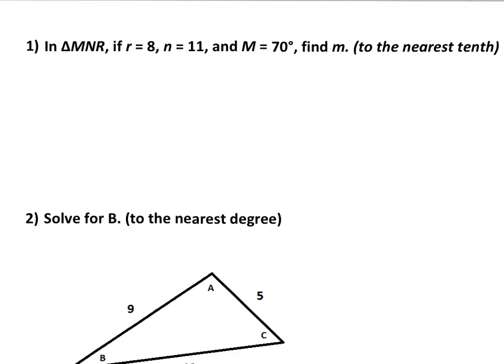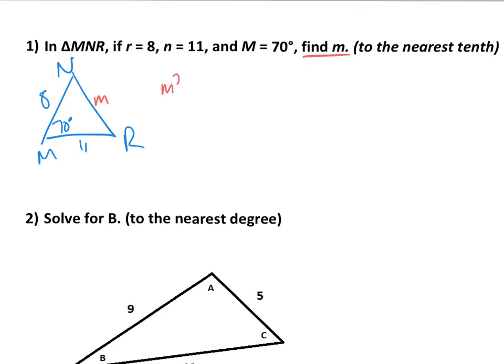Okay, so for this first problem, we have triangle MNR. So draw out a triangle, and we can label it side R, which is 8, side N, which is 11, and then angle M, which is 70 degrees. So we're going to want to use law of cosines because we don't have a side and angle across from each other that we would know both the side and angle for. So we want to find side M, right? It says find M. So that's this side right here, side M.